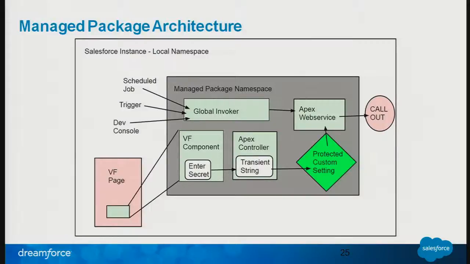Then to use the secret, in the top right corner, it says Apex Web Service. We're going to grab the secret out of that custom setting and send it out to the web service using it for authentication or whatever we're using it for. If we need to invoke that callout from the local namespace, you can have a global method in the managed package that is accessible to the external namespace. So we have a global invoker, and we can call that from a scheduled job, a trigger, developer console. There's a bunch of different ways to call that. You just have to make sure that you're only calling an invoker, not returning the secret out of the managed package namespace, because the whole point was to keep the secret in the namespace of the managed package.